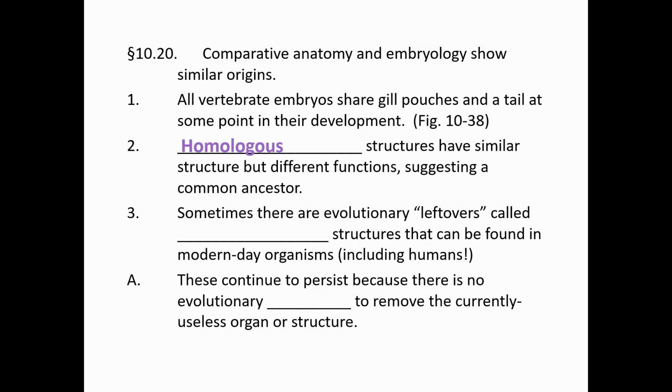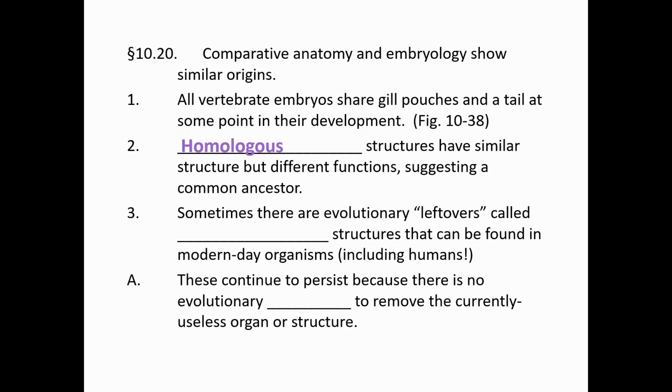The difference is the functions. We use our arms for grasping and carrying things, whereas a cat will use theirs for locomotion, for moving around. But because the basic structure is similar across the board there, we can say that there's a common ancestor who had some sort of front limb similar to both of ours.